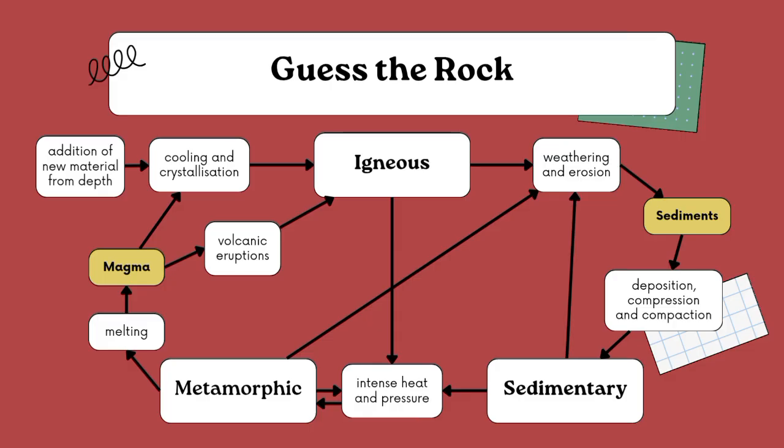This diagram represents the rock cycle, showing how different types of rock, the igneous rock, sedimentary rock, and metamorphic rock, form and transform through geological processes. First, we have the igneous rocks, which form when magma cools and crystallizes. Next, we have the sedimentary rocks, which form when weathered and eroded igneous or metamorphic rocks undergo deposition, compression, and compaction. And lastly, we have the metamorphic rocks, which form when sedimentary or igneous rocks undergo intense heat and pressure. Magma is formed when metamorphic or igneous rocks melt, restarting the cycle.